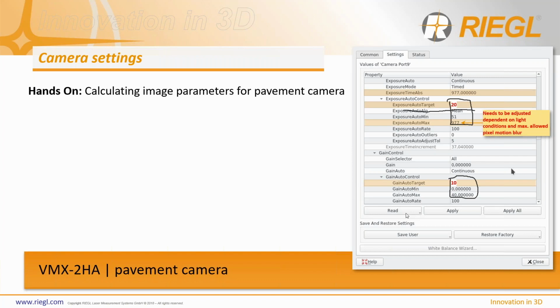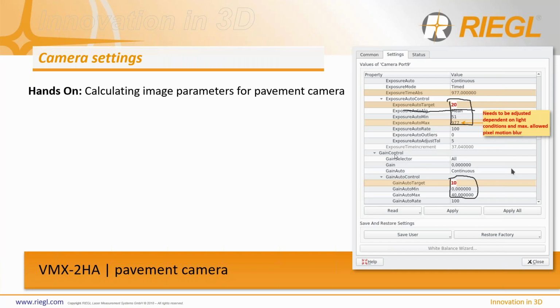So now we're in RiAcquire. Back up. This is under camera settings. The first tab is common. That's where you would set up your trigger mode, whether you're going to do distance triggering or time-based triggering. That's where you would set that parameter and apply it normally to the cameras.